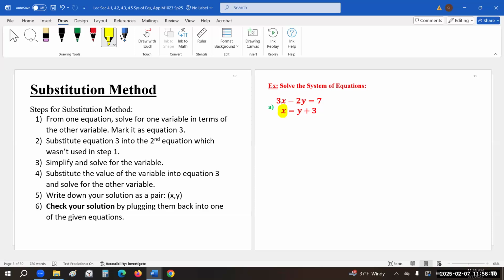So what you're going to do is we're going to replace this x with the information here. They are telling us x is y plus 3. So we said, well, if x is y plus 3, then let's change the x on the first equation with y plus 3. So the first equation is 3x minus 2y equals 7. This x we are going to replace with y plus 3.